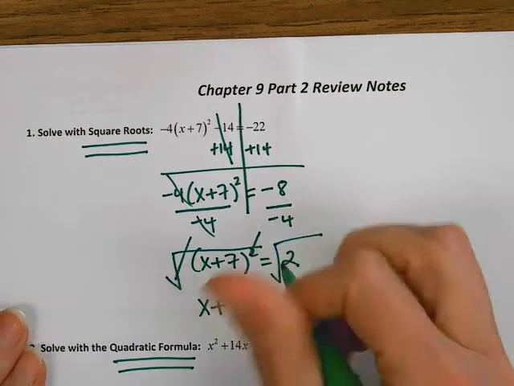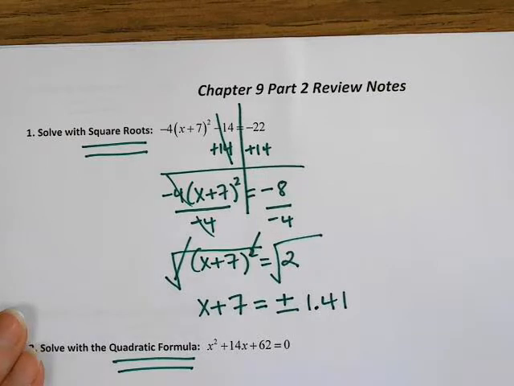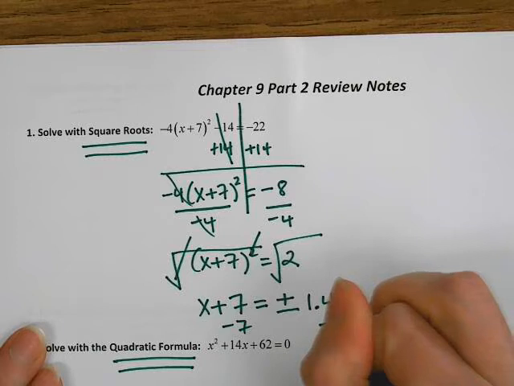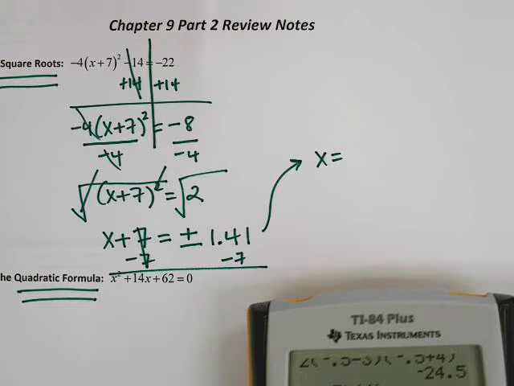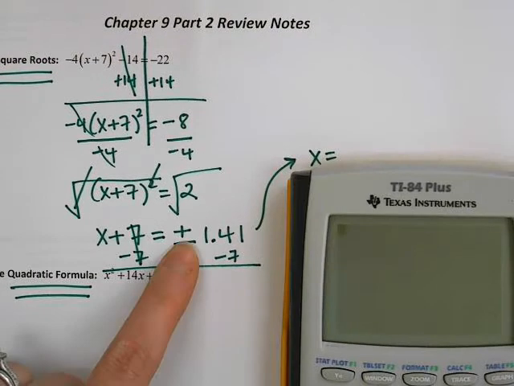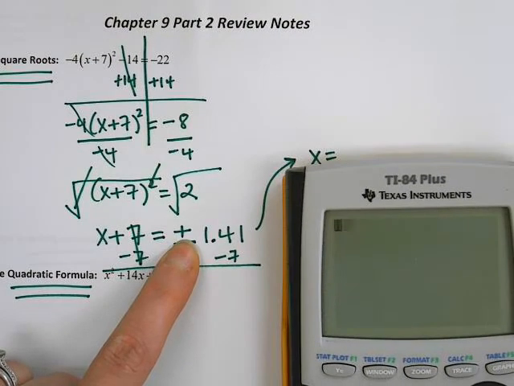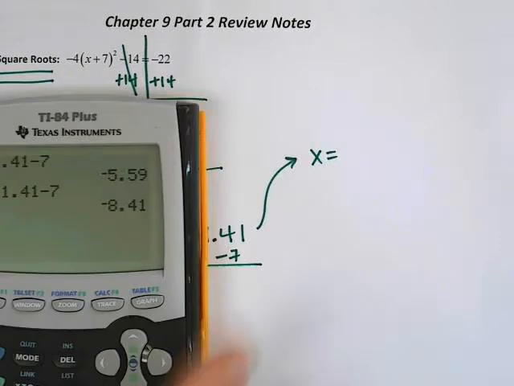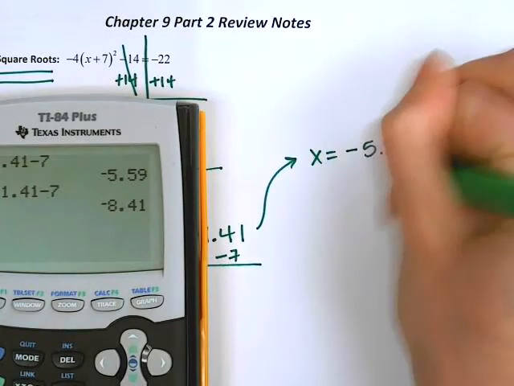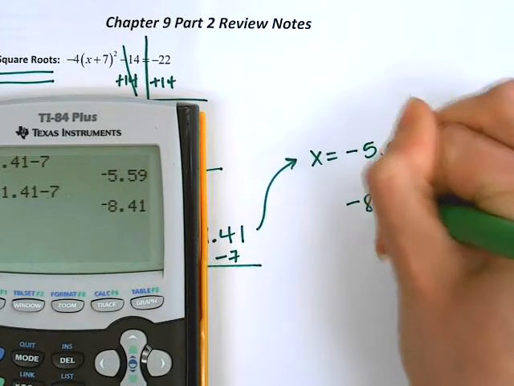And then once you have something squared equals a number, we square root both sides because that will cancel out the square. And now we're at x plus 7 equals, now plus or minus, the square root of 2 is 1.41. And then one more step, minus 7 from both sides. And let's get our 2 answers. So remember, we have to do this twice now. We have to do the positive version of 1.41 minus 7. And then we have to do the negative version, negative 1.41 minus 7. So those are our 2 answers. So negative 5.59 and negative 8.41.